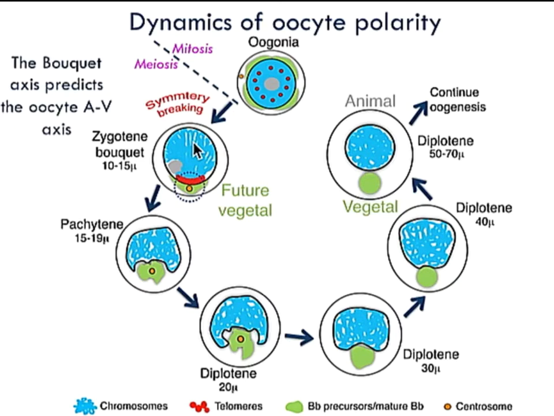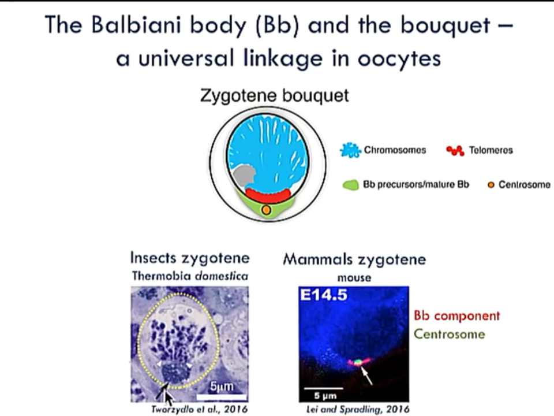And so we propose that the centrosome of the zygotene stages functions as a cellular organizer that couples meiosis with oocyte patterning, and so we termed it the meiotic vegetal center. And interestingly, after we published our paper, two reports came out showing that the earliest detection of aggregating Bulbiani body components are found opposing the presumptive telomere cluster of these insect zygotene oocytes, as well as around the centrosome of the zygotene mouse oocyte, suggesting that the mechanisms of the meiotic vegetal center are likely widely conserved.